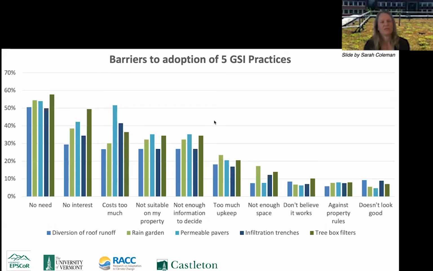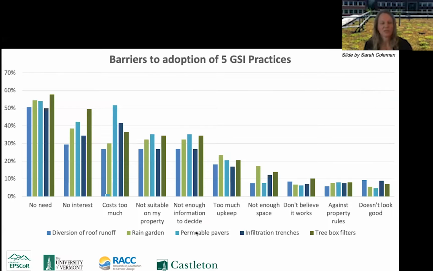So barriers to adoption of 5 different practices that we asked about. And for simplicity, if you can focus on the light green bar, that's rain gardens. And so people often, residents, not required at all to put any sort of GSI on their site, said no need or no interest. Cost too much was a concern.